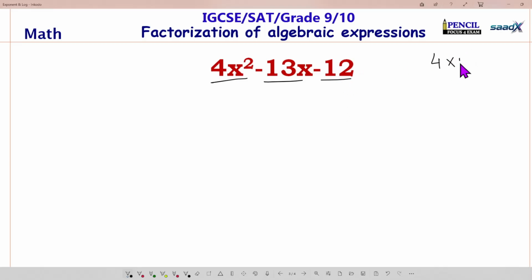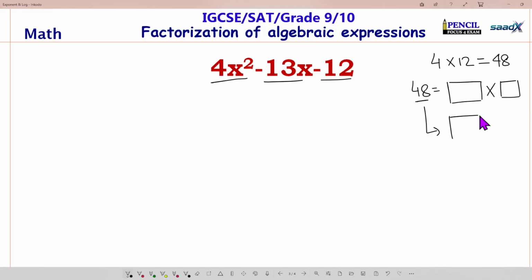So once we multiply 4 times 12, we will get 48. So this 48 we have to segregate. It means we have to find two numbers. Once we multiply we will get 48, and once we add we will get minus 13x. So how? We have to find two numbers. In this case, the best way is to factorize this 48. We have to find the factors of 48.